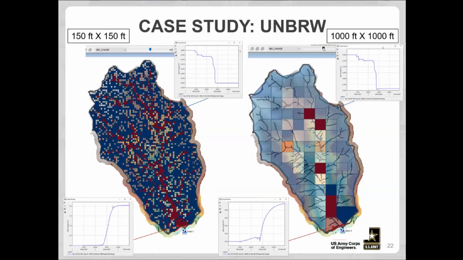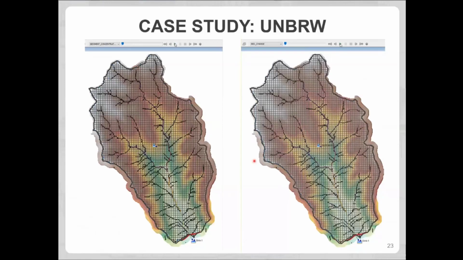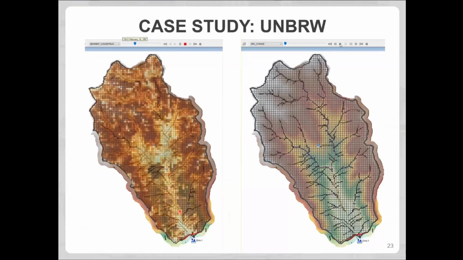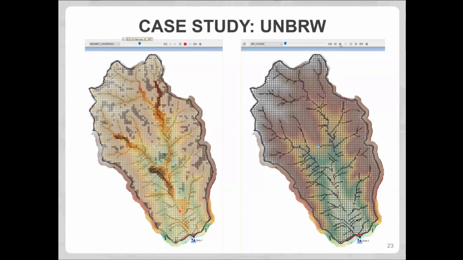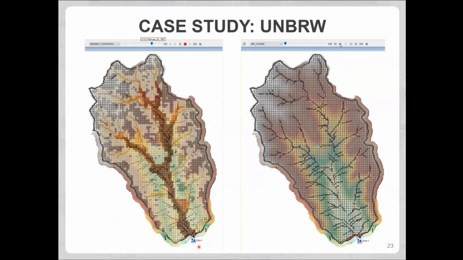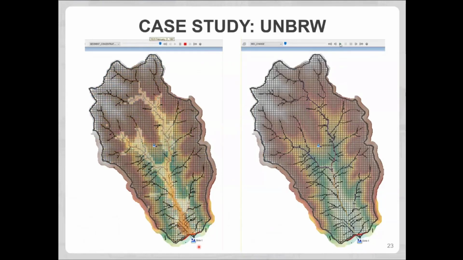Okay, and this one is the animation result. The first one, on the left-hand side, is sediment concentration through time. You can see some concentration differences through time. The dark color is high concentration, and the light color is low concentration.